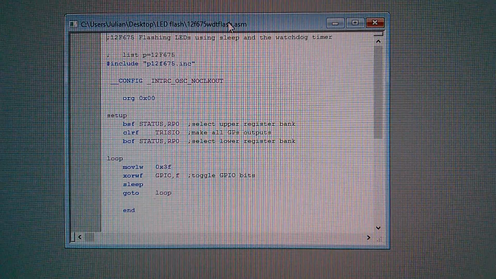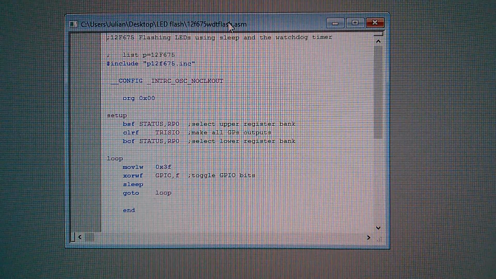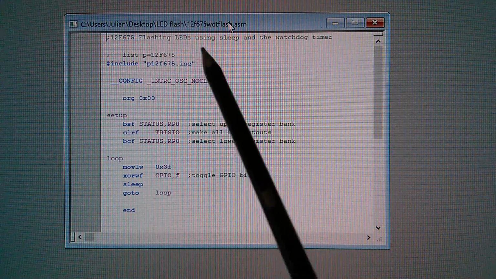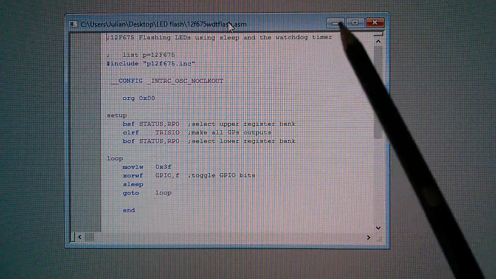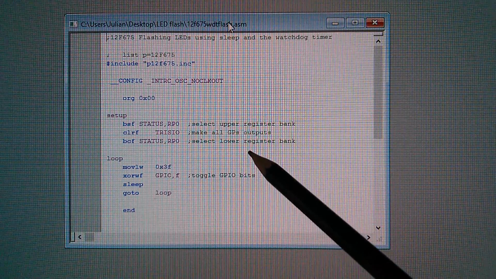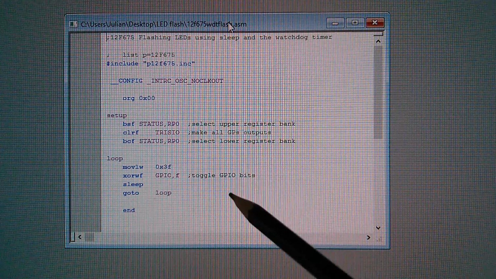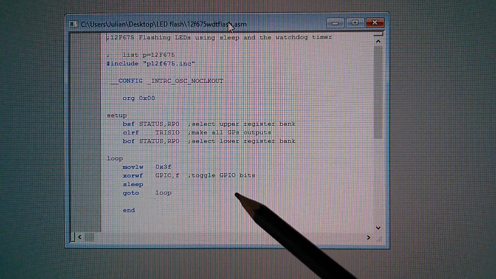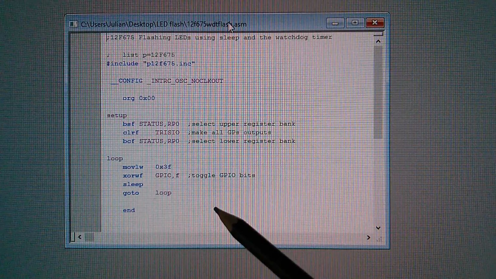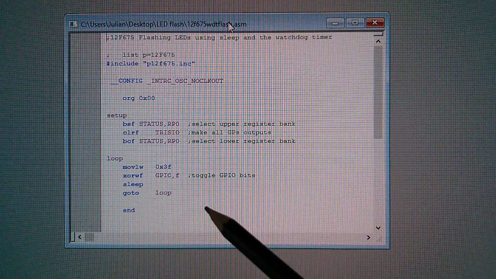It's like, what's that woman called? Sleeping Beauty, that's the one. Almost couldn't remember it. So this is flashing LEDs using sleep and the watchdog timer. Now you'll notice there's no mention of the watchdog timer here, and that is because the default is that the watchdog timer is enabled, and the default setting for the watchdog timer is that it times out after 2.3 seconds.